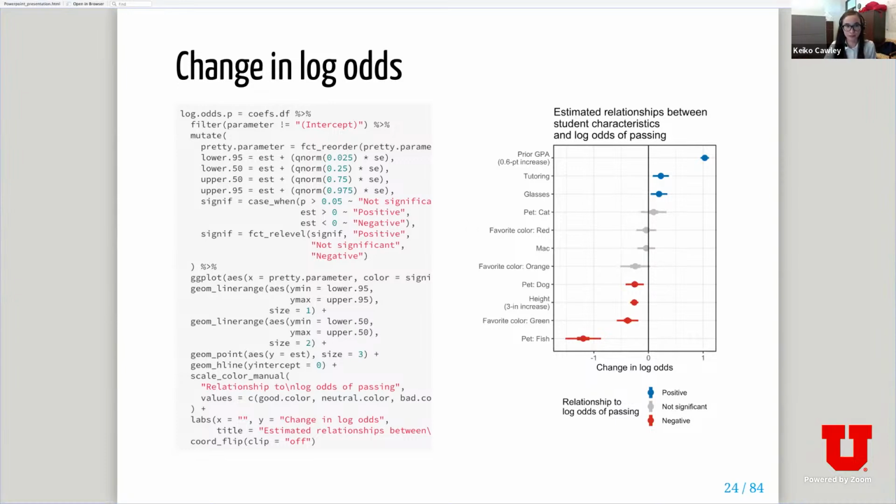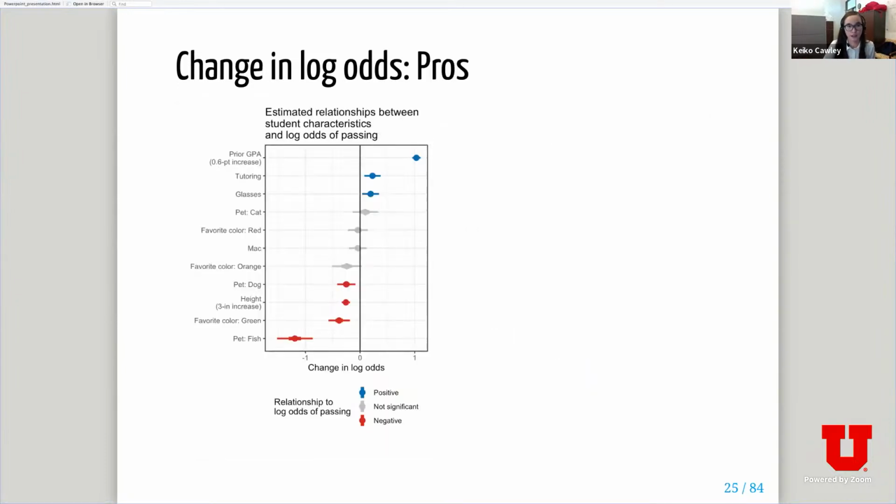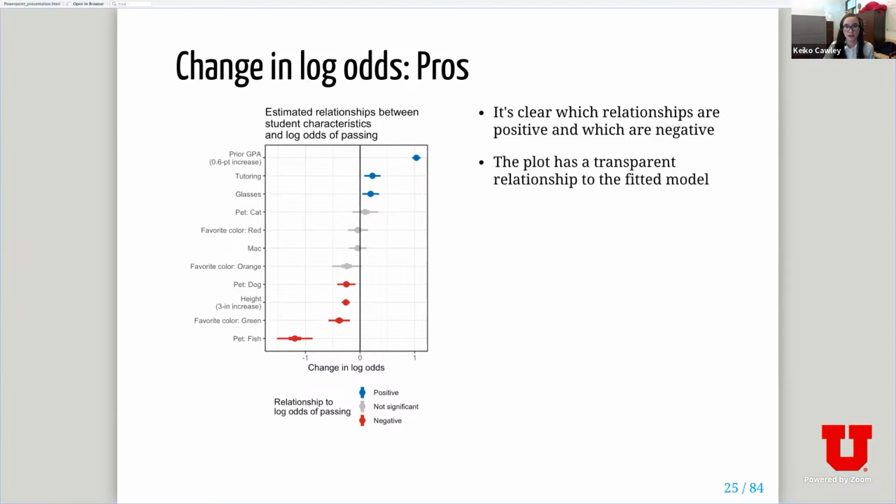So, all right, what's good about this graph? Well, first of all, it's clear which relationships are positive and which are negative. The way that it does that is by first using colors, second by grouping those colors together, and then ordering the colors. What also makes this plot good is that it has a transparent relationship to the fitted model.